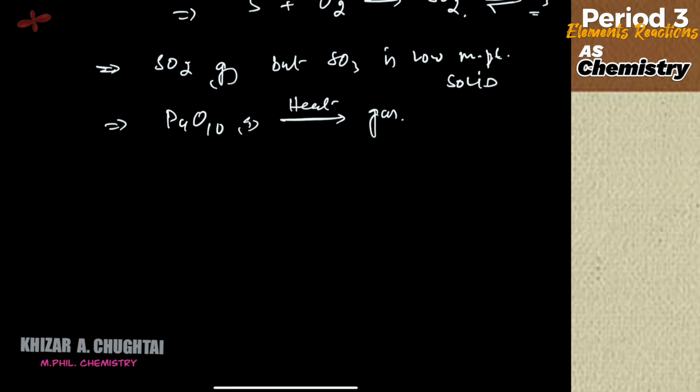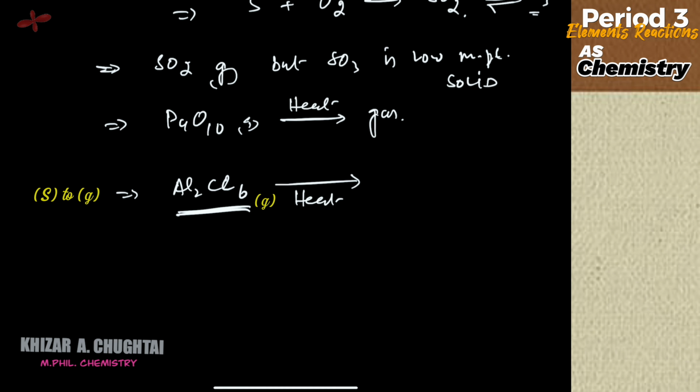The next thing is Al2Cl6, which is a dimer that again readily sublimes on heating. If we heat it further, let's suppose it is already in the form of vapor, and I heat it further, it will change into AlCl3, 2 moles of AlCl3. So the dimer breaks down into aluminium chloride.